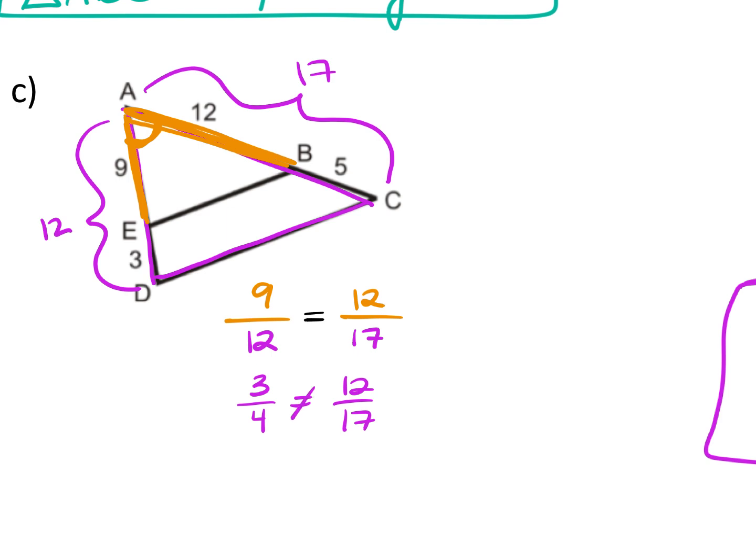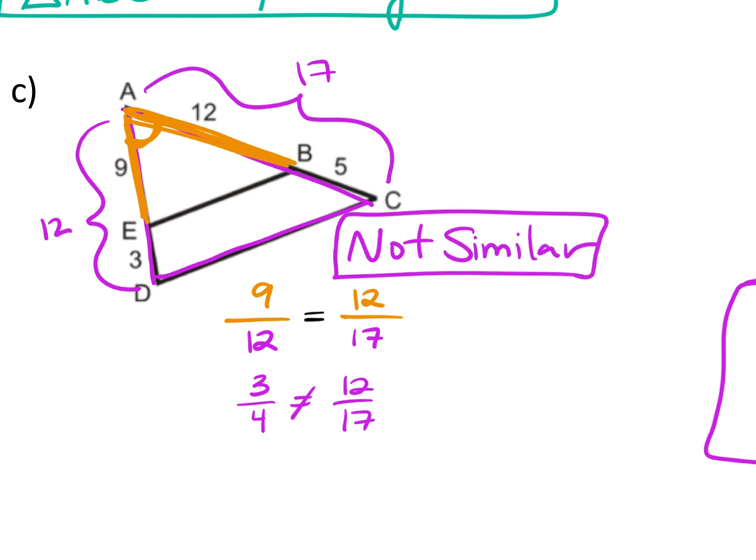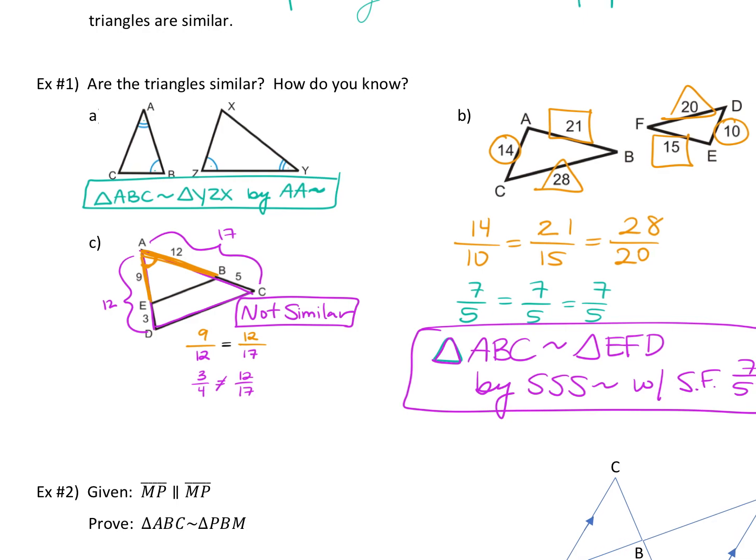Oh no. Those are not equal, right? Which means these triangles are not similar. Looked an awful lot like SAS though, right? So just be careful with that. Questions on that?